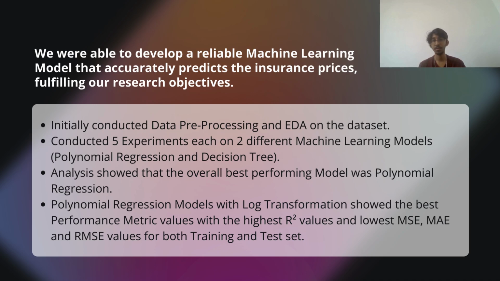Analysis showed that the overall best performing model was polynomial regression, and from polynomial regression, we found that polynomial regression models with log transformation showed the best performance metric values with the highest R-squared score values and the lowest error metric values, namely MSE, MAE, and RMSE values, for both training and the test set.